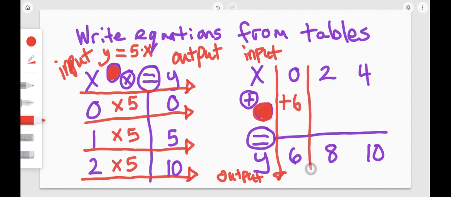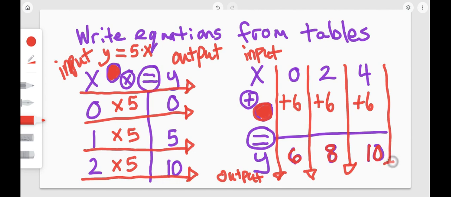So we go to the next one here to check and see what the rule is. And then we use the same thing, plus 6. And 2 plus 6 is 8. So that is confirmed here. And then we continue on. Plus 6. 4 plus 6 is 10. And that is also confirmed. And then so on and so forth.